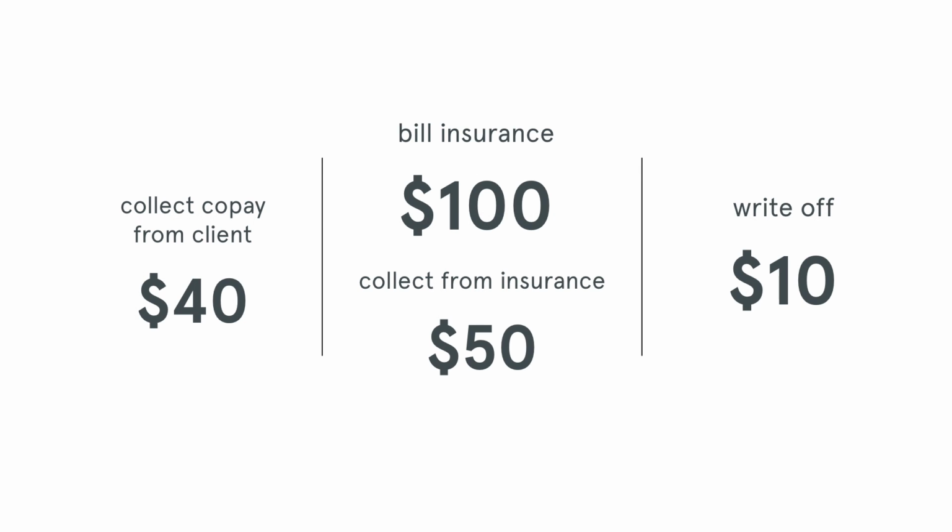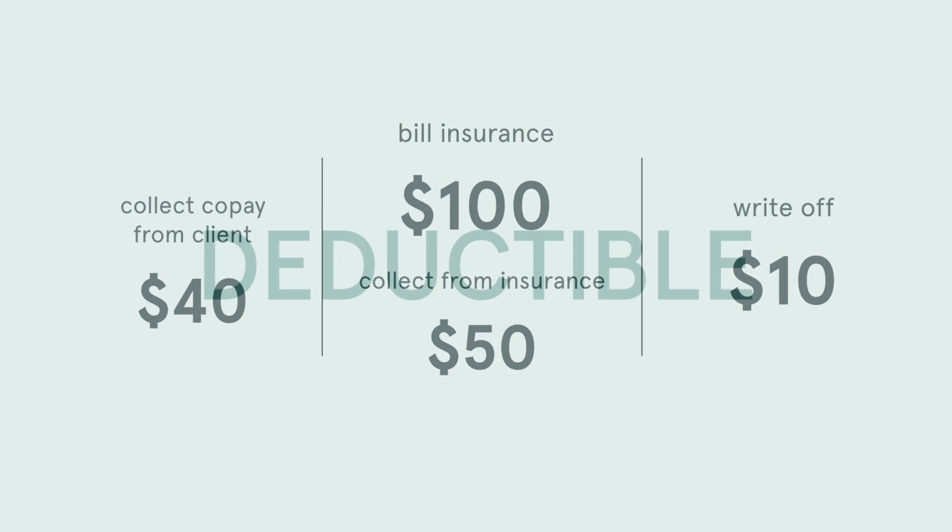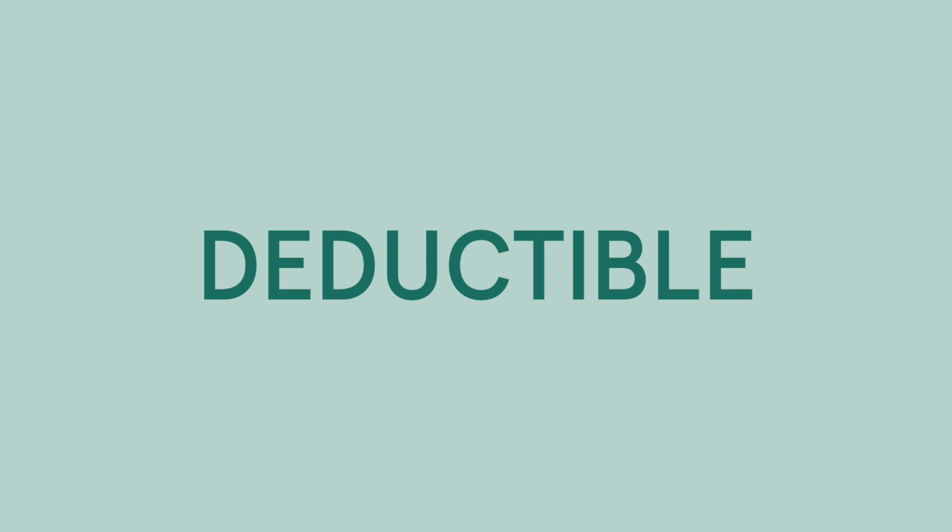So you would collect the $40 up front, and then you would bill the full $100 fee to the insurance. They will then reimburse you the additional $50 to total $90, and you'll write off the final $10. The next payment type to consider is deductibles.